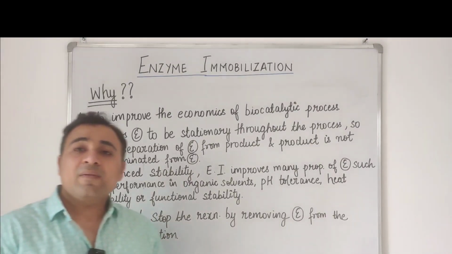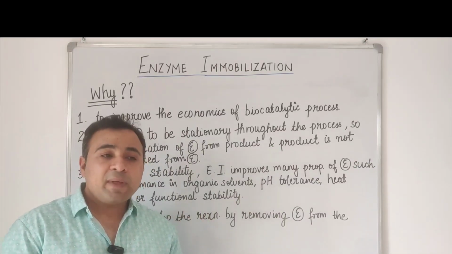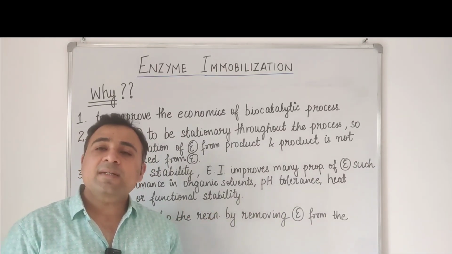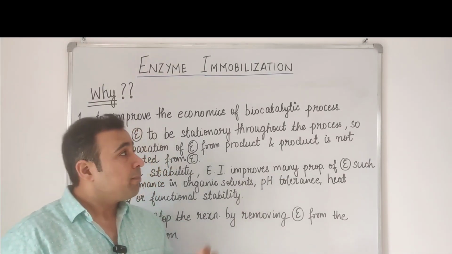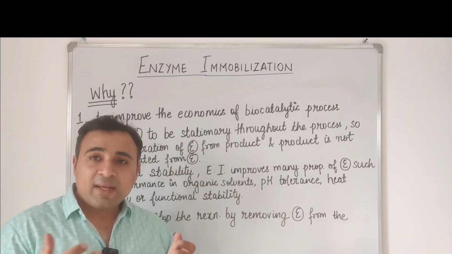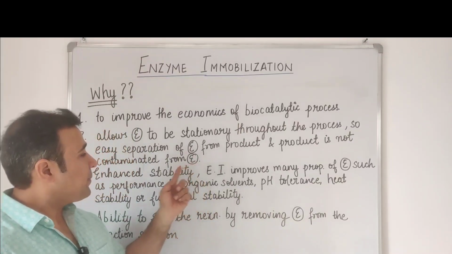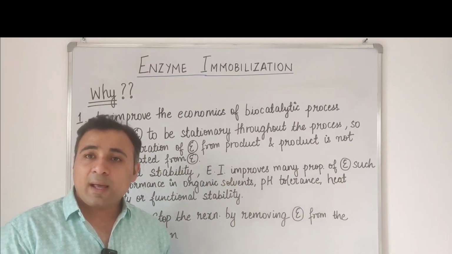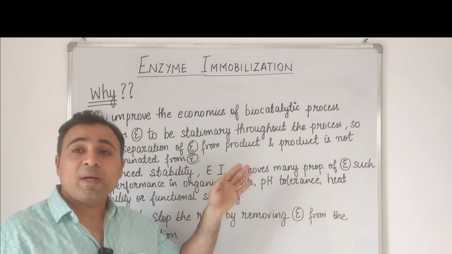For example, if the enzymes are not confined to a certain space, and they are in a reaction mixture, it becomes difficult to separate them from the product. But if the enzymes are confined to a stationary medium, or if the enzymes are immobile, it becomes very easy to separate them from the product, and the product is also not contaminated by the enzyme.